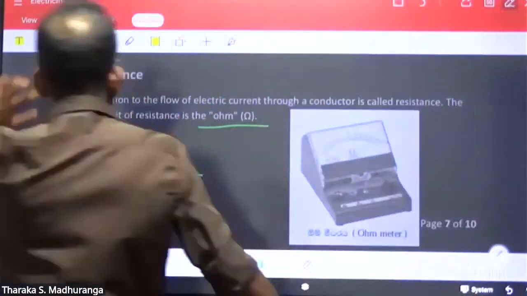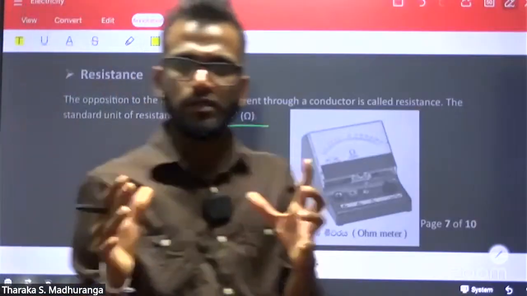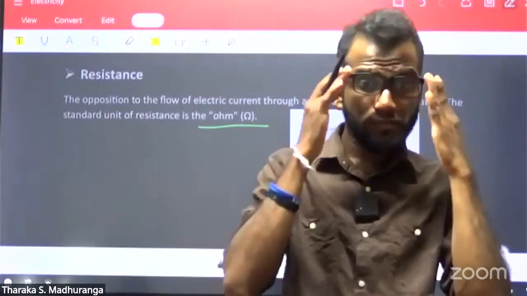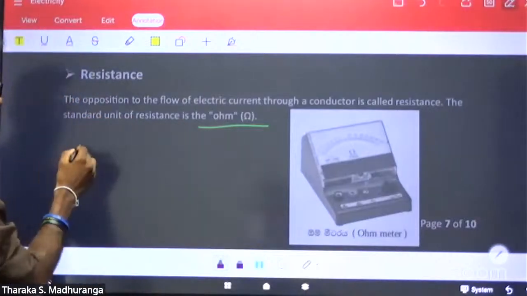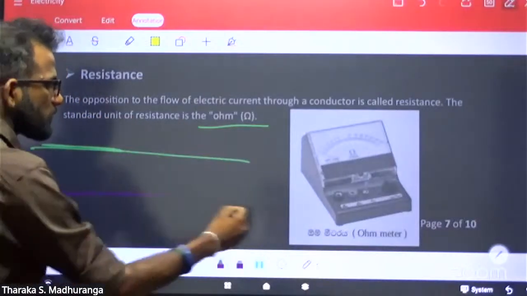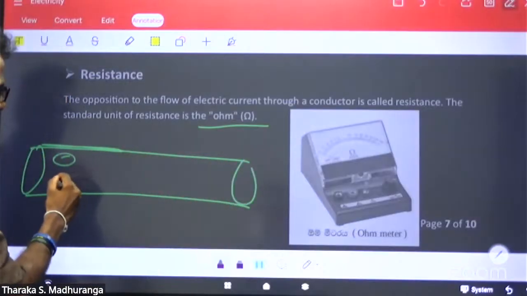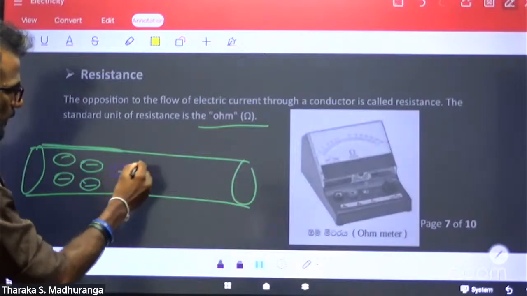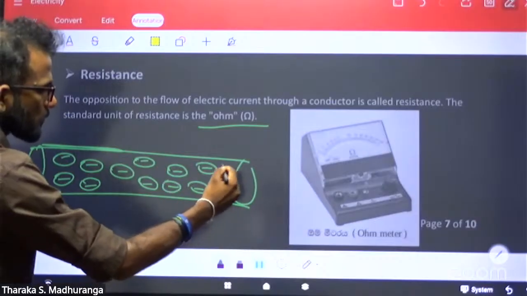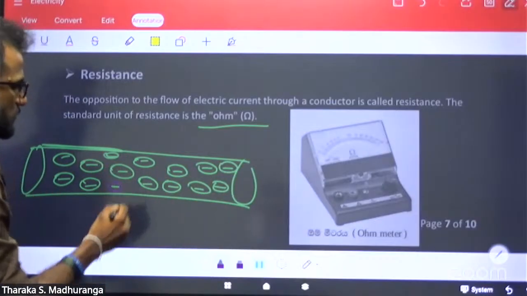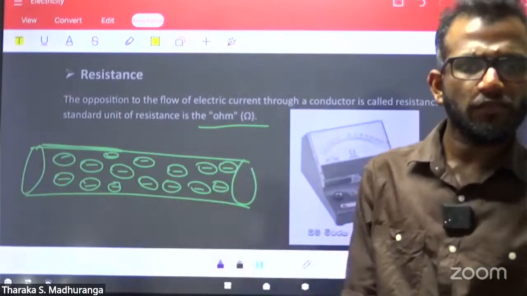Okay, now at the molecular level, how is resistance forming? Now think of a molecular conducting rod. They have free electrons. Do you have any idea how resistance is formed?